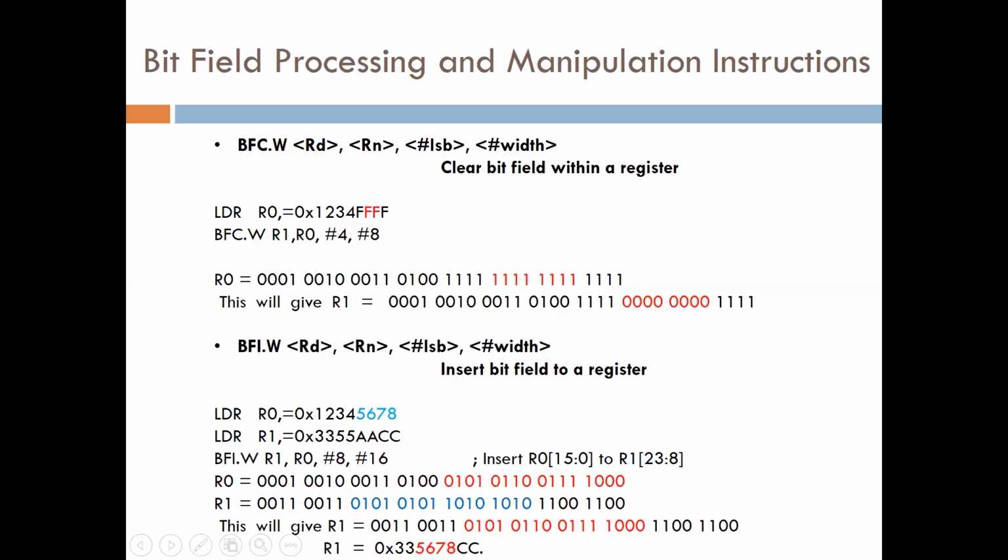So now let us see R1 data after execution. This I have represented in binary and this in hexadecimal. Now what was the content of R1 before execution? It was 3355 AACC. So how many bits of data are you selecting? 16 bits, because it's specified in the instruction. So from the least significant, 16 bits will be selected, and where is it inserted? From the 8th bit. So from the 8th bit means it starts from here, right? So it is being inserted. 5, 6, 7, 8 will be inserted from the 8-bit position. Finally, R1 content is 335678CC. So this is the operation of BFI instruction, that is insert bit field to a register.